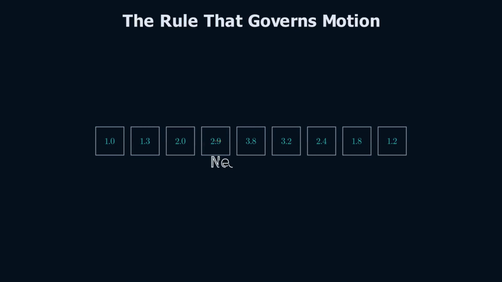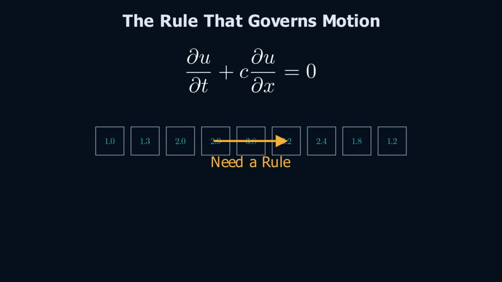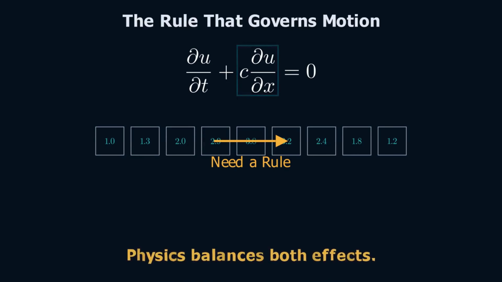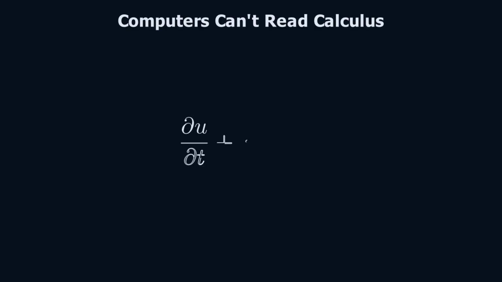To predict the future, every CFD solver needs a mathematical rule. The simplest rule is called the one-dimensional advection equation. The first term tells us how the quantity changes with time. The second term describes transport from one location to another. Together, these two terms determine how every value should be updated. Our governing equation contains derivatives. Let's focus on just the spatial derivative.